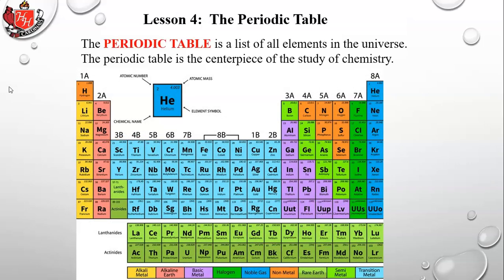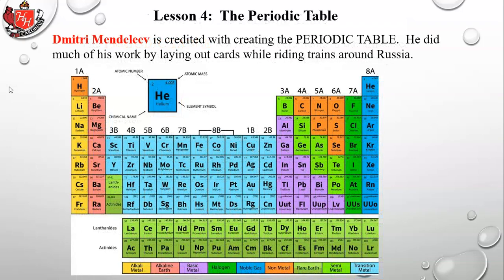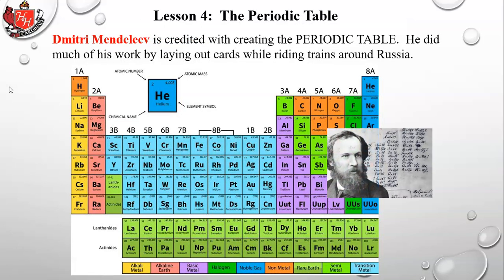The periodic table is a list of all elements in the universe. The periodic table is the centerpiece of the study of chemistry. Dmitri Mendeleev is credited with creating the periodic table. He did much of his work by laying out cards while riding trains around Russia.